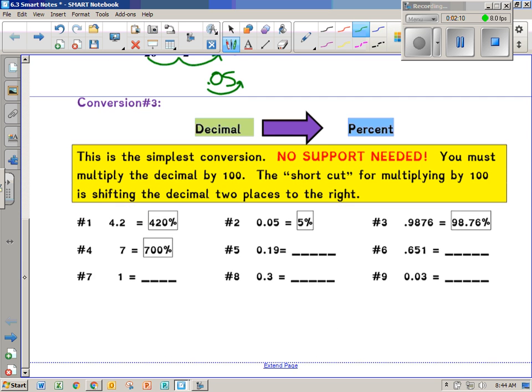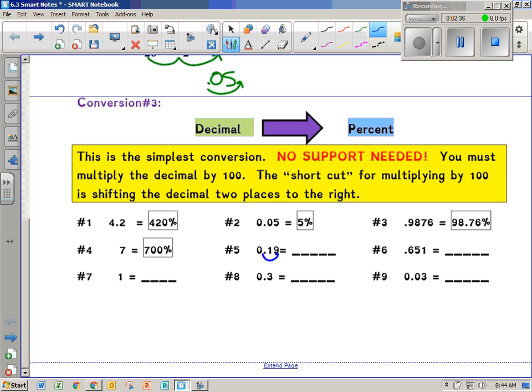So first we'll talk about a decimal to a percent. Well, it's already written in decimal form, so it just makes sense to do that second method, which is just move the decimal to the right 2 places, like I've written in the yellow box. I've filled in a few examples, so you might take a look at those, and then let's just do the rest. If you want to try them on your own and then come back, that's a good idea as well.